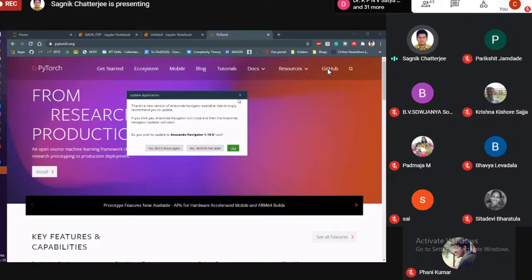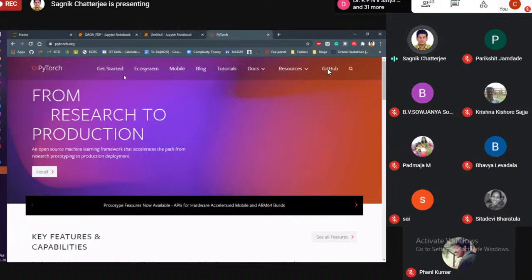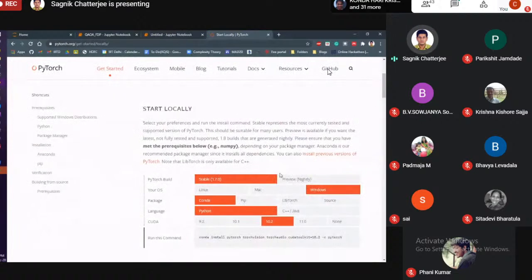I don't think I'll update Python now. You can check this later. PyTorch is a Python library for machine learning. It's not just a Python library, it works with C++ and Java also. Installing PyTorch is easy. You just go to pytorch.org, click on Get Started, and click whatever combination you like.